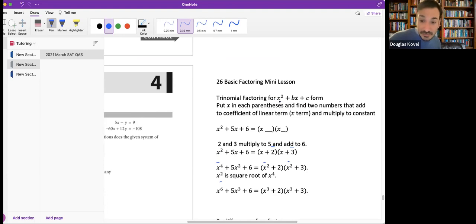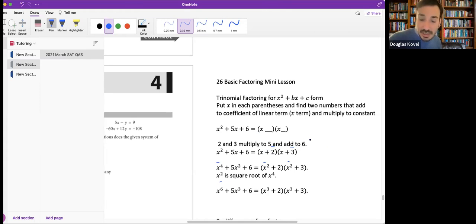Anytime you're factoring an equation in this form, you want to make two parentheses with an x in each of them, since x is the square root of x squared. Then you look for two terms that add to the b term, which is the coefficient of x, and multiply to c. For example, let's say I had x squared plus 5x plus 6. I would put an x in two different parentheses and figure out what two numbers multiply to 6 but add to 5. I'd see that 2 and 3 meet those conditions, so I plug in plus 2 and plus 3. If I distribute that, it would confirm: I would get x squared plus 2x plus 3x plus 6, which is x squared plus 5x plus 6.